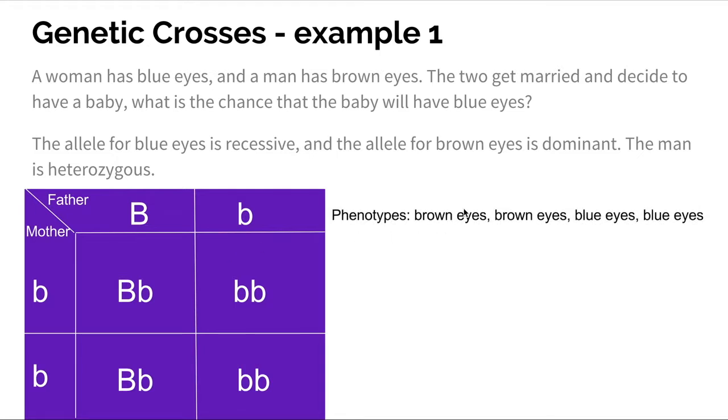The phenotypes are brown eyes, brown eyes, blue eyes, blue eyes. So here we have big B, little b. Because the brown eye, the big B, is dominant, that means no matter what, if you have that dominant allele, you have brown eyes. The same thing here. But here you have 2 recessive alleles for the blue eyes, so it is blue eyes. So 50% chance of brown eyes and 50% chance of blue eyes.